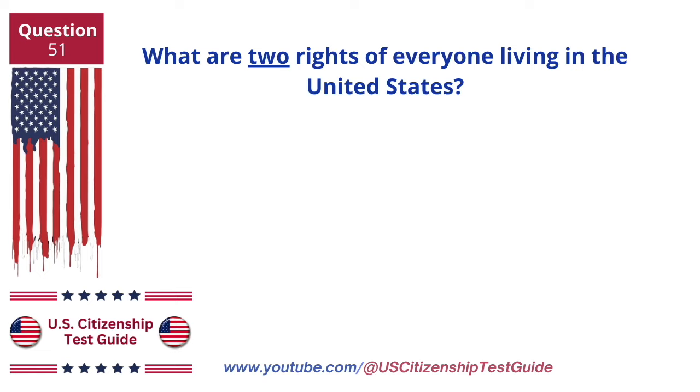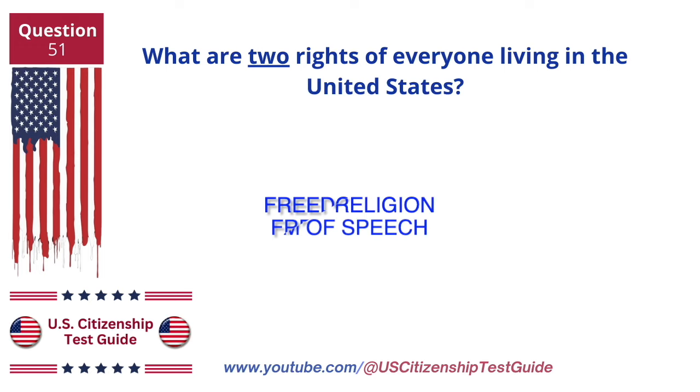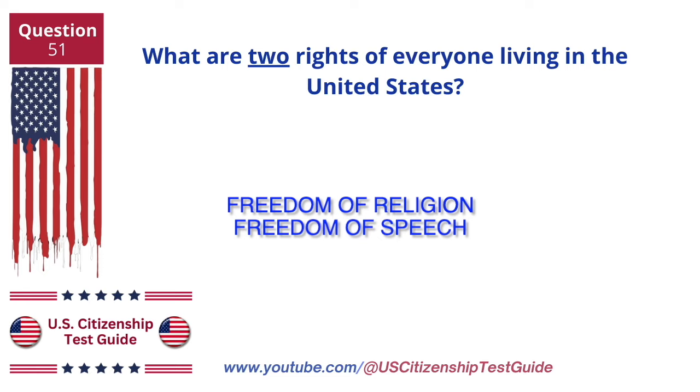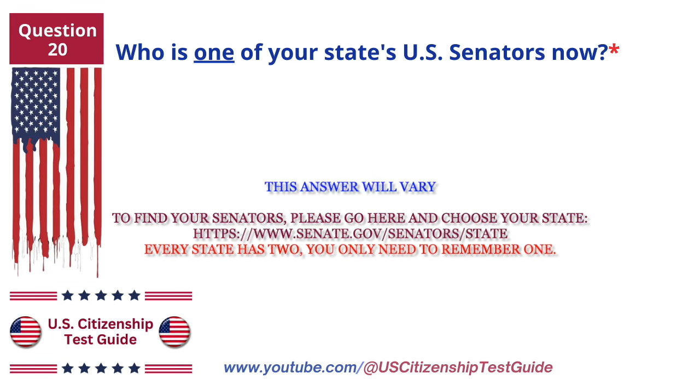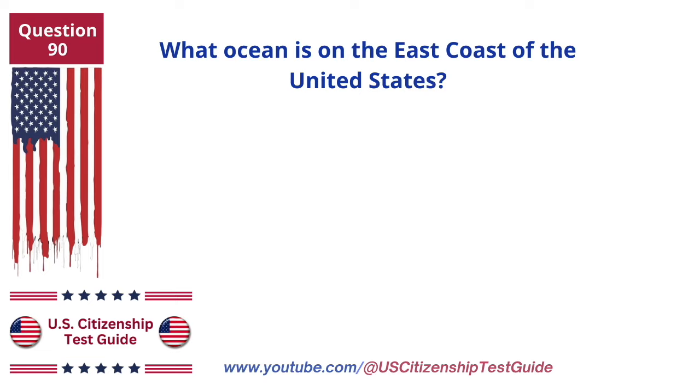What are 2 rights of everyone living in the United States? Freedom of religion. Freedom of speech. Who is one of your state's U.S. senators now? What ocean is on the east coast of the United States? Atlantic Ocean.